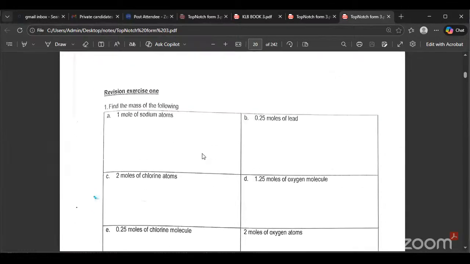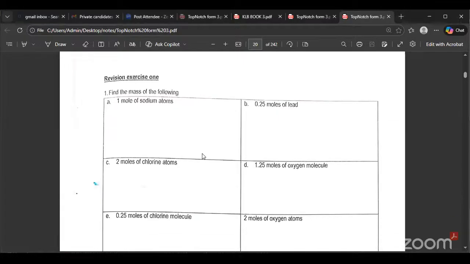So revision exercise 1. Find the mass of the following. I'll leave you with these ones because I'm going to rush somewhere. Now, Monica, how long should I give you? Or are you done to get the answer?